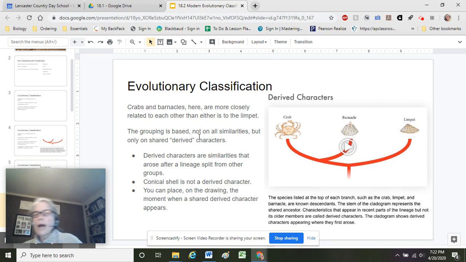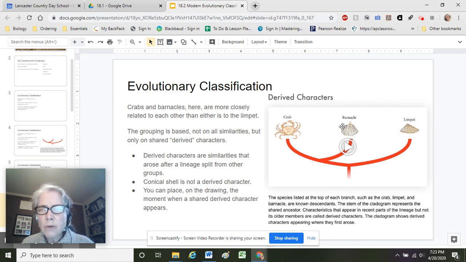All right. Well, how did we group these organisms together? We used specific similarities. Remember that Linnaeus used similarities to group organisms within a classification scheme. And we do the same in evolutionary classification, only we don't use any old similarity. We don't use, for instance, the conical shell. We only use characteristics that are shared in a group because they became different from the ancestor and its descendants. And we call those similarities derived characters.